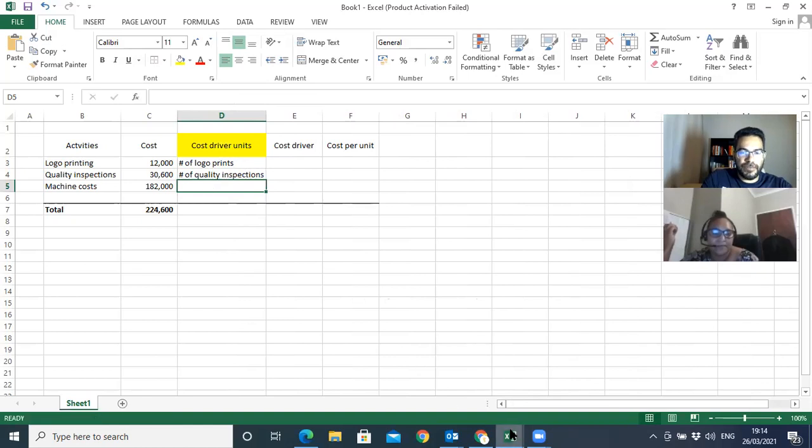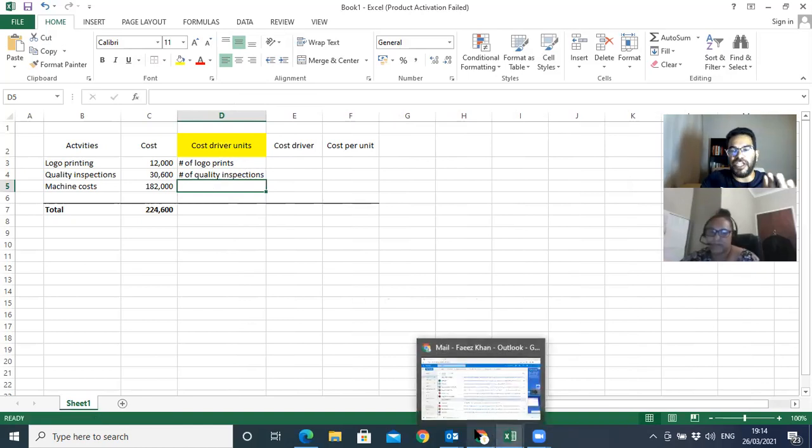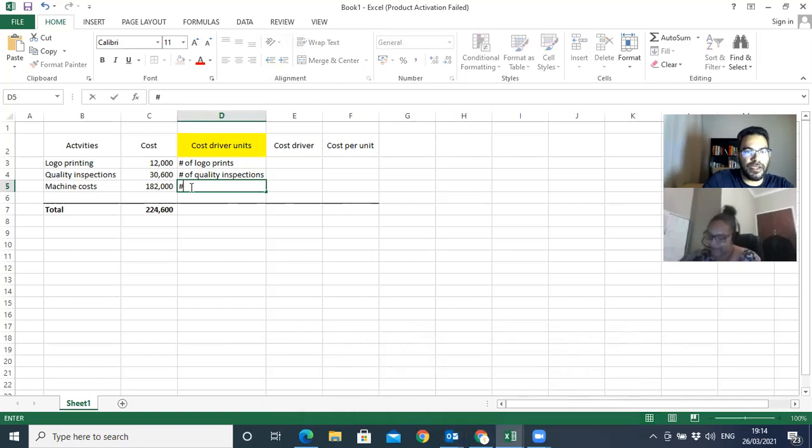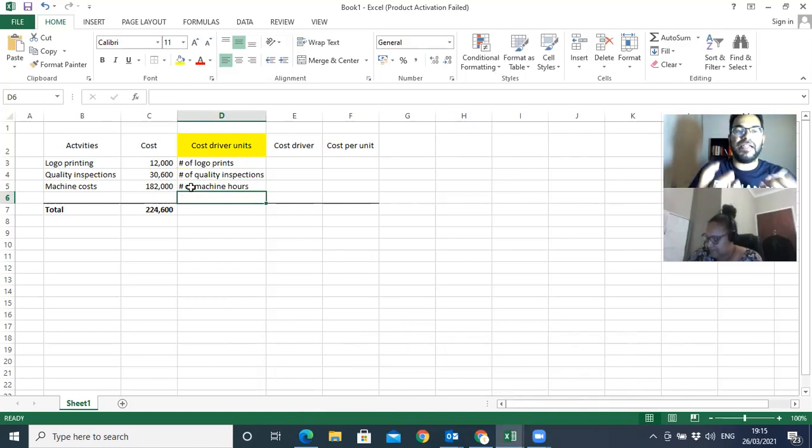Then machine, it will most probably be the number of machine hours. So you will say number of machine hours. This is something you're going to have to pick up in different scenarios. And hopefully by reading it, you will be able to know the cost is driven by number of logo prints, driven by the number of quality inspections, driven by the number of machine hours.